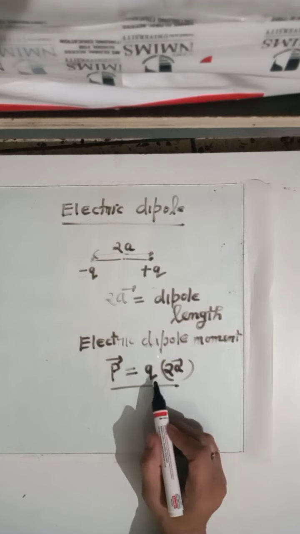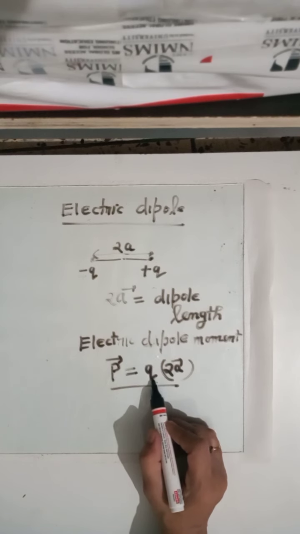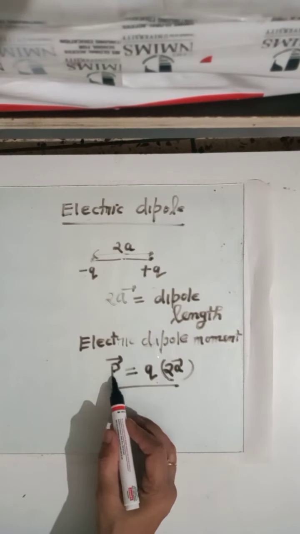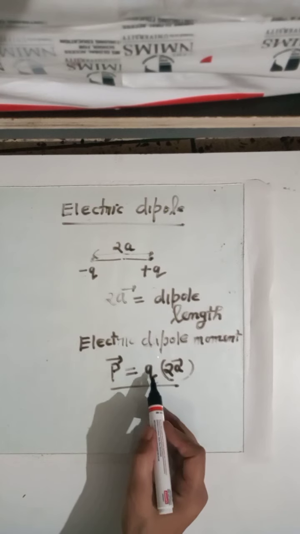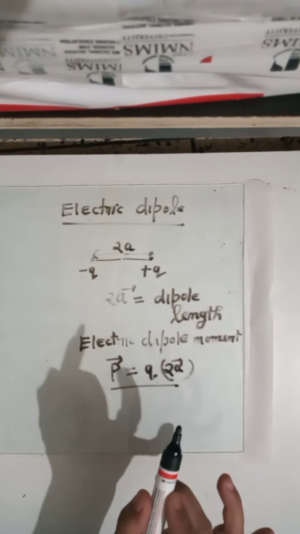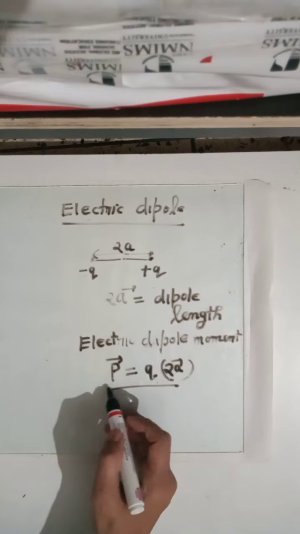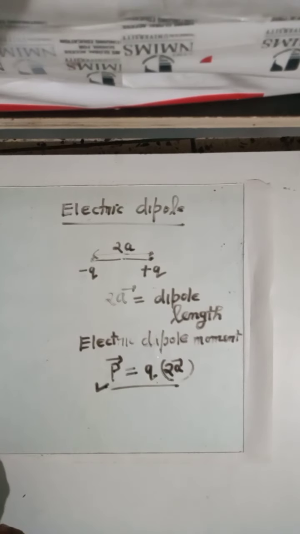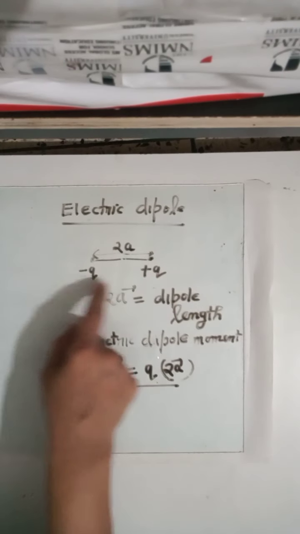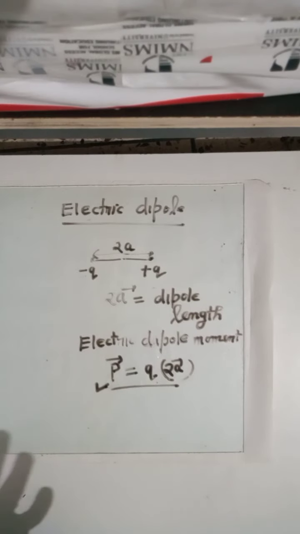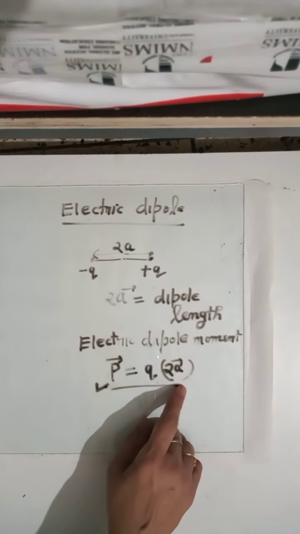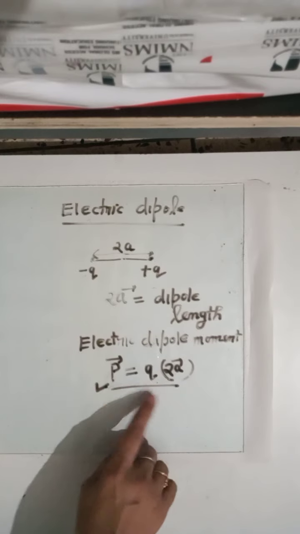It is the product of the magnitude of either charge and the dipole length. Once again, electric dipole moment is the product of either charge and dipole length. P is equal to Q times 2A. It is a vector quantity. Which type of quantity? It is a vector quantity because its direction is always from minus Q to plus Q, the same as the direction of the dipole length, because Q is a scalar quantity. Therefore, the direction of P is the same as the direction of the dipole length. Is it clear?